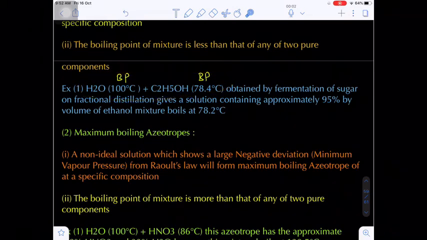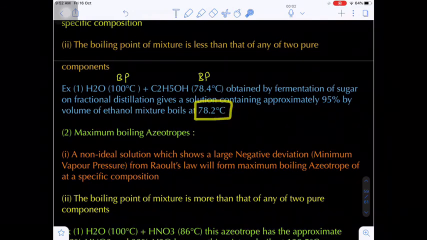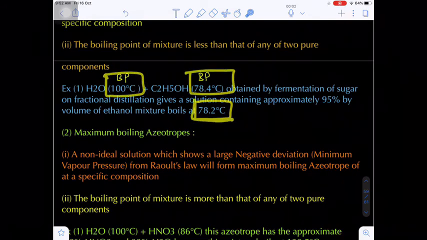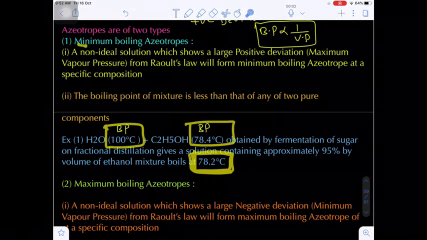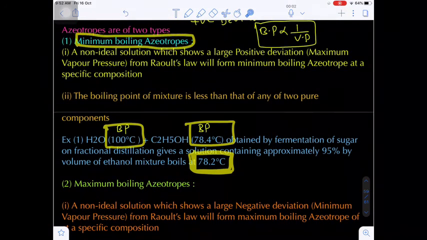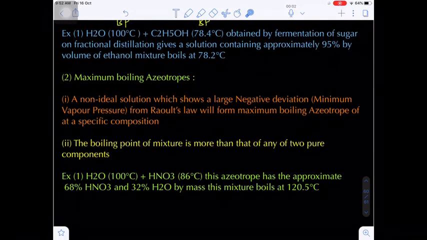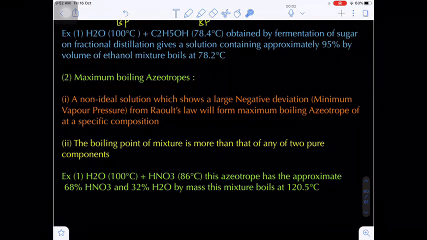This composition is known as an azeotropic mixture, and the mixture boils at 78.2 degrees Celsius. This is a constant boiling temperature. If you observe the boiling points of pure water and pure ethanol, the boiling point of the mixture will be less than the pure components. That's why the name is given as minimum boiling azeotropy.